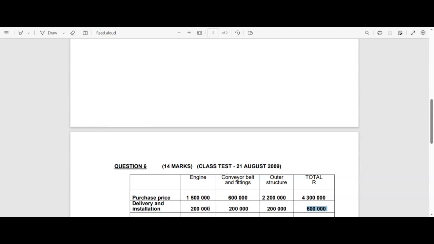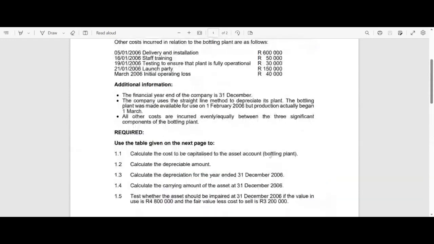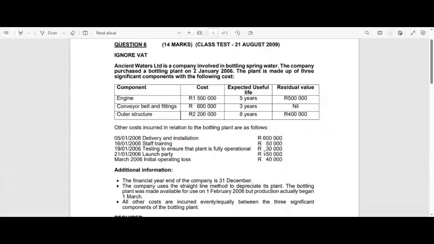So we are going to allocate 200,000 rands to the engine component, 200,000 rands to the conveyor belt and fittings component, and 200,000 rands to the outer structure component. So each significant part is allocated the same amount. If there had been five significant parts, you would have divided the 600,000 rands by five. Right. So that is pretty straightforward. Like I say, later on, we're just going to look briefly again at proportional allocation.